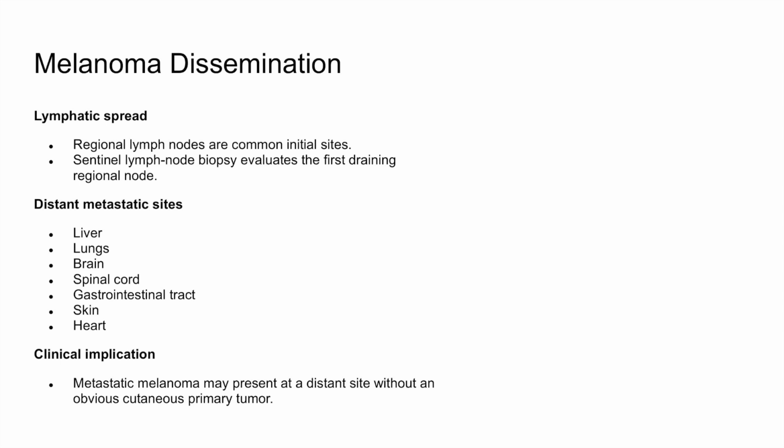Once hematogenous dissemination occurs, common distant sites include the lungs, liver, brain, bone, skin, soft tissue, and GI tract. The spinal cord and heart can also be involved. And so occasionally metastatic melanoma is discovered without an obvious cutaneous primary tumor, and in that setting, melanoma should remain in the differential diagnosis of an unexplained nodule, subcutaneous, or visceral malignancy.